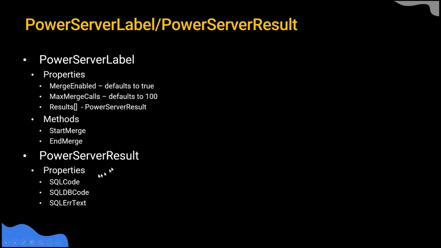On the PowerServer result, there are three properties, and it's basically the same properties you would see on SQLCA: SQL code, SQL DB code, and SQL error text. The idea being that even though this is a merged call, if there are, let's say, 3 DataWindows that are being merged together into this one API call, the results will have 3 PowerServer results, one for each of the DataWindow calls. And then you can check the SQL code, SQL DB code, and SQL error text of the individual DataWindow retrieves, even though they've been merged into a single API call.